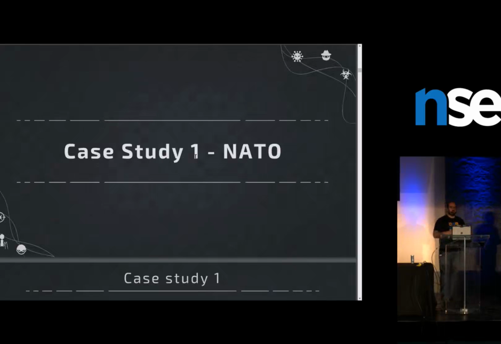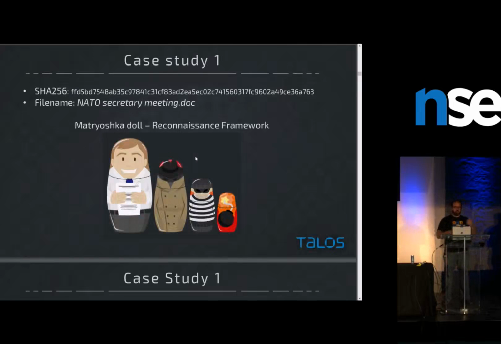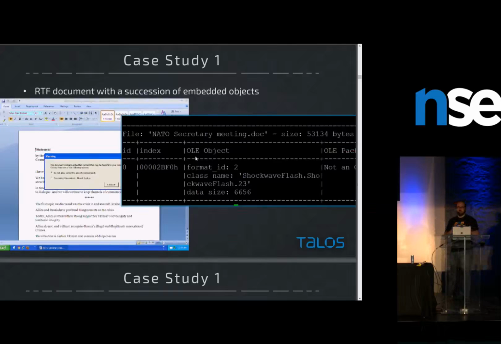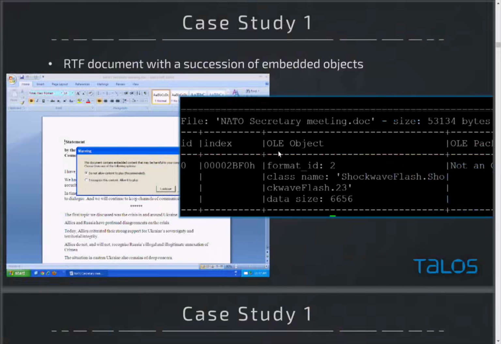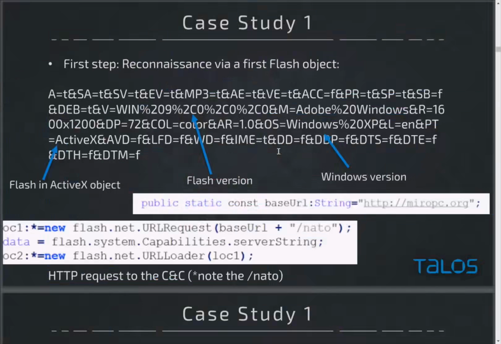The first case study I had to work on concerned NATO, and you've got the hash if you want to look at it by yourself. It's a Word document, and inside of this Word document you have a Flash object. You can embed a Flash object in a Word document. It's supported without any problem. And this Flash document did something not really common. In fact, it used a Flash API named capability server strings to generate a kind of HTTP request with information on the system.